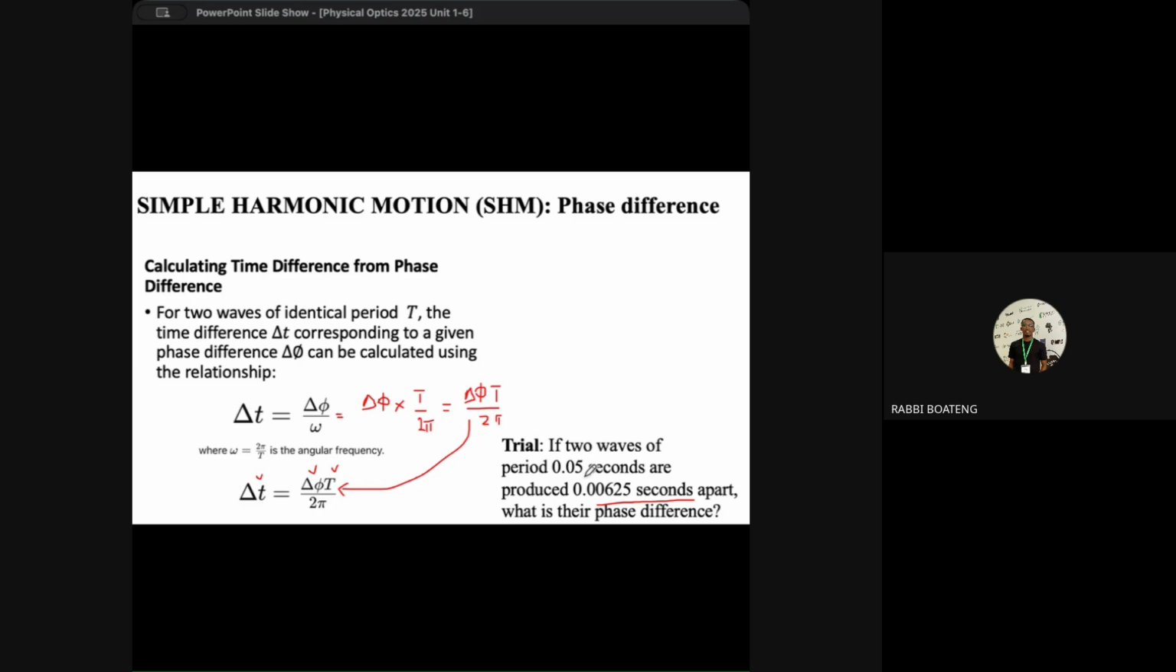And lucky for us, the question has given us some parameters which we are going to use. If 2 waves of period 1 produce this time seconds apart, it means we are given the time. What is going to be our phase difference? Can we try this right now, in under 5 minutes? So write the equation, look at the parameters that have been given to you, and see if you can find the phase difference for me.